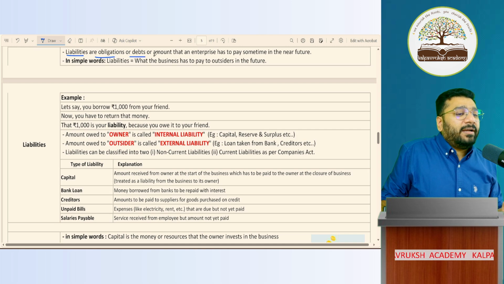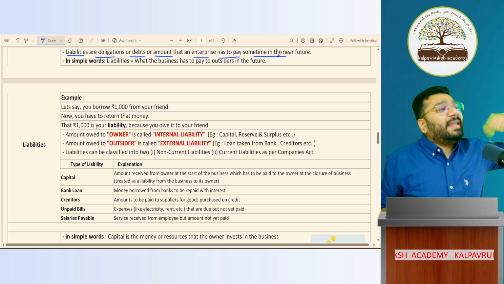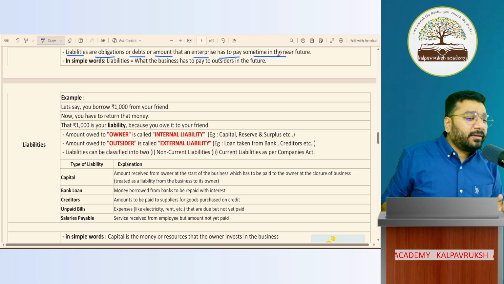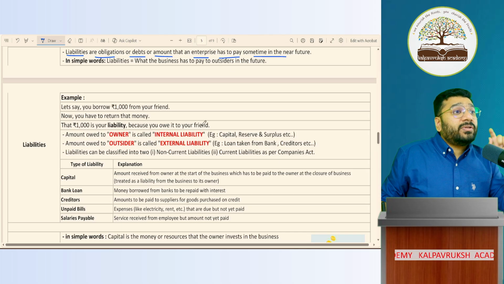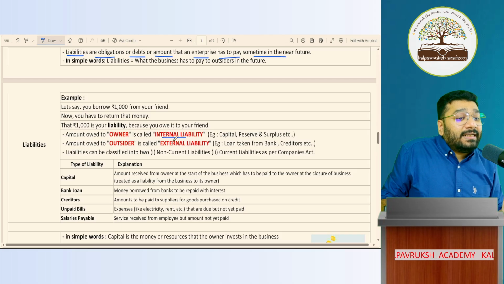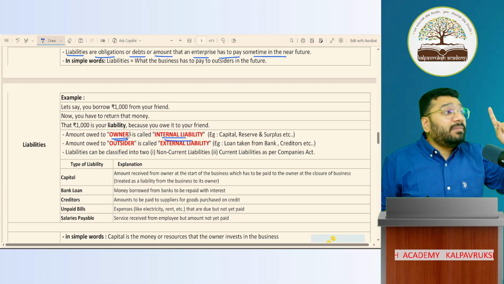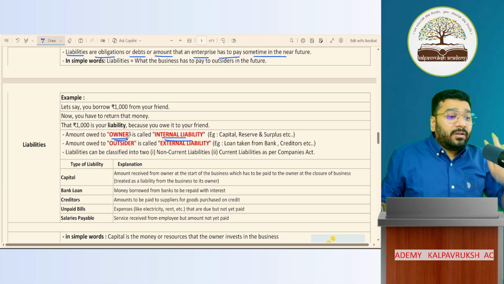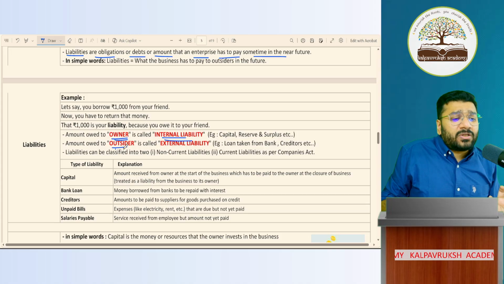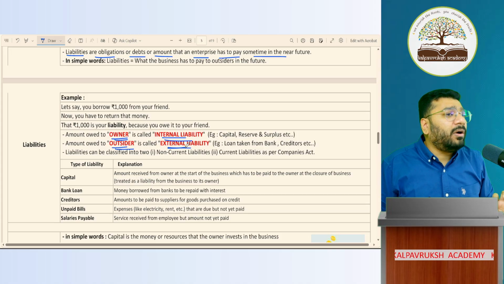Liabilities are obligations or debts, or amounts that the enterprise has to pay to anyone in future. Got it, not got it? The money that you are supposed to pay to the owner is called internal liability. Any amount that you owe to the owner is internal liability. And the money that you owe to anyone other than the owner, any third party or outsider, is called external liability. Got it, not got it?